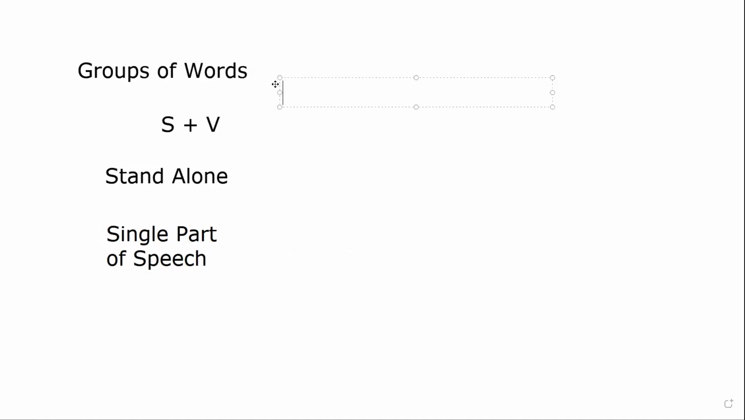Now let's take the phrase. It's a group of words, does not have a subject and a verb. Put a little X here. Does not have a subject and a verb. It cannot stand alone, but it acts as a single part of speech. We'll put a plus here. So it acts as a single part of speech.